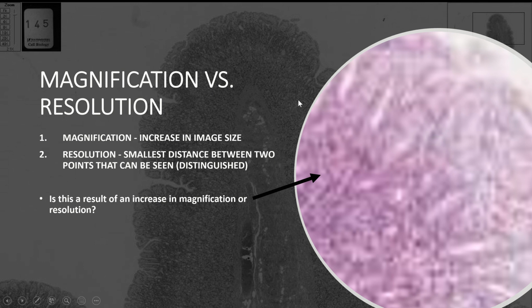So in order to be able to visualize these cells and everything that's going on in here, I would need to increase the resolution. Okay, so these are two things that we're obviously concerned about when it comes to microscopy. Yes, we want a higher magnification so we can see these cells, but it doesn't help unless we can get a higher resolution as well.